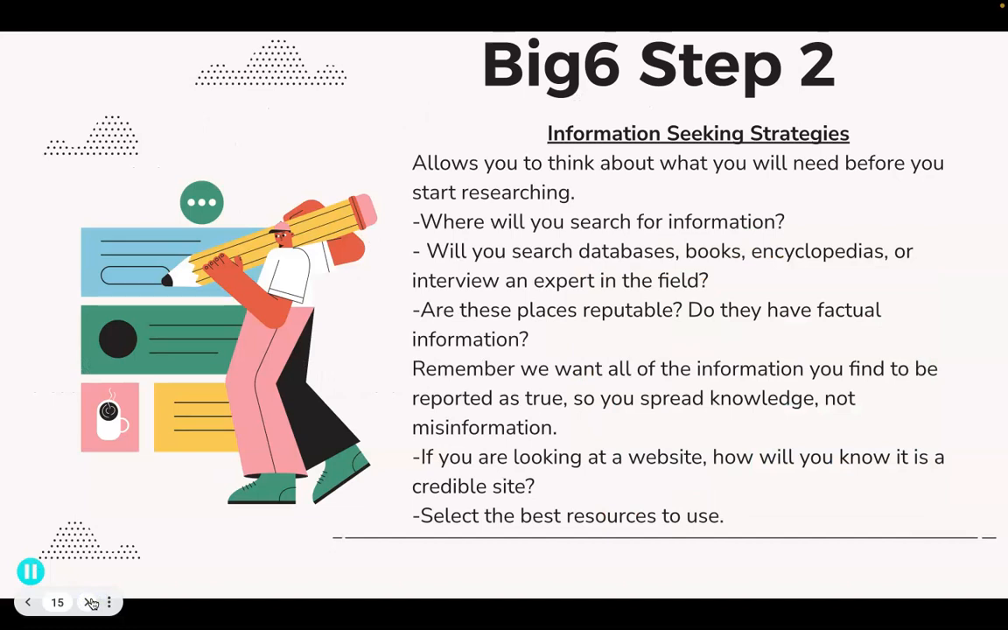Step 2 is information seeking strategies. This allows you to think about what you will need before you start researching. Where will you search for information? Will you search databases, books, encyclopedias, or interview an expert in the field? And are these places reputable? Do you have factual information? Remember, we want all the information you find to be reported as true, so that you spread knowledge and not misinformation. If you're looking at a website, you will know it is a credible site. So select the best resources to use. Step 2 is like the strategic planning phase.